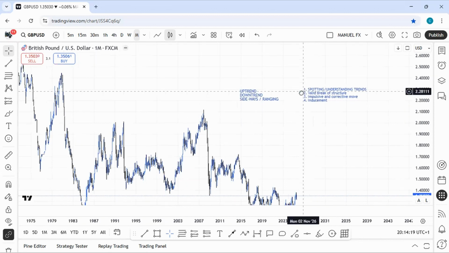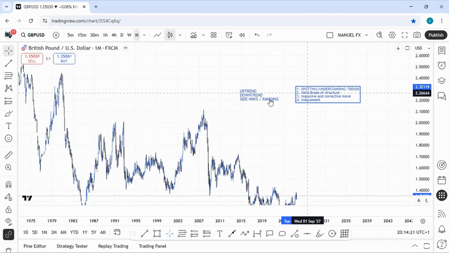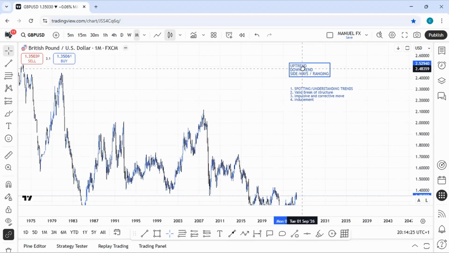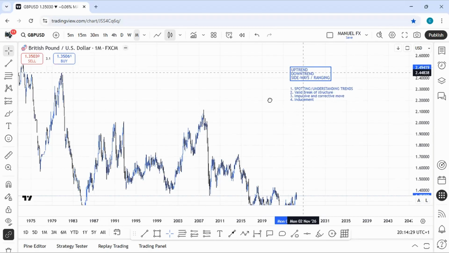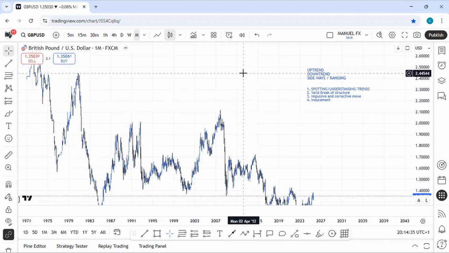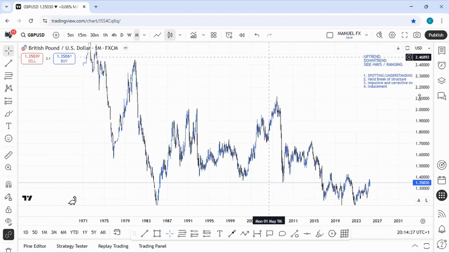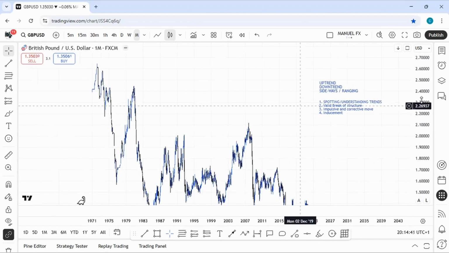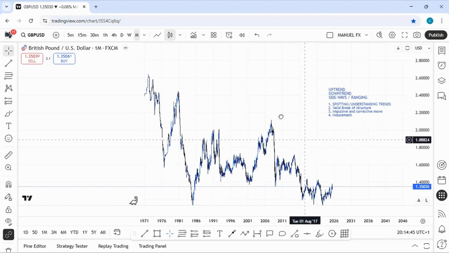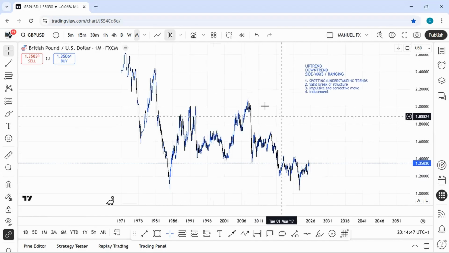The first question we'll ask ourselves is, what is the market doing? Is the market on an uptrend? Is it on a downtrend? Is it going sideways or ranging? For the market to be on an uptrend, it has to create a series of higher highs and higher lows. And for the market to be on a downtrend, it has to create a series of lower highs and lower lows.